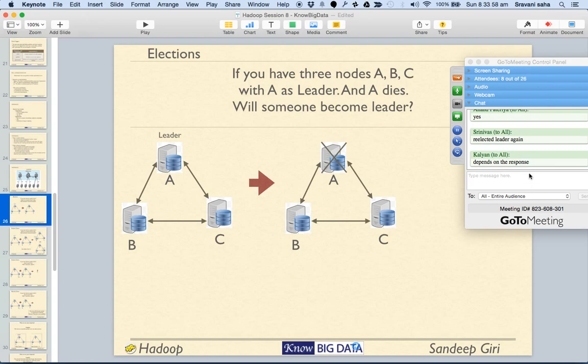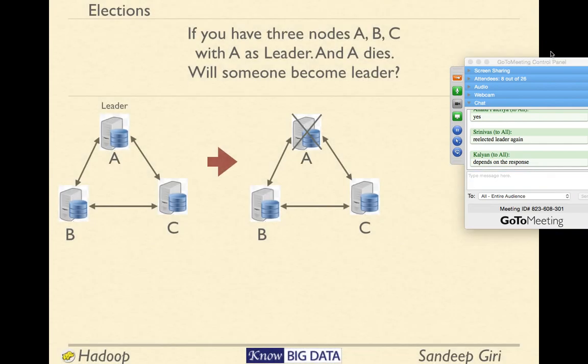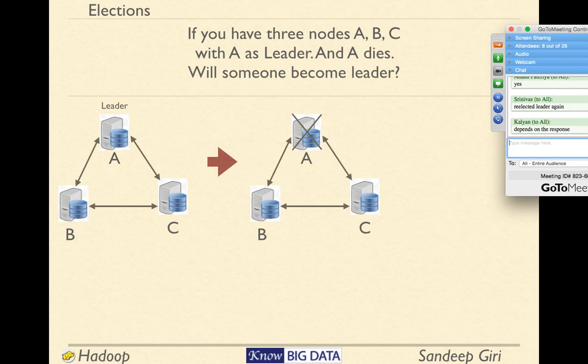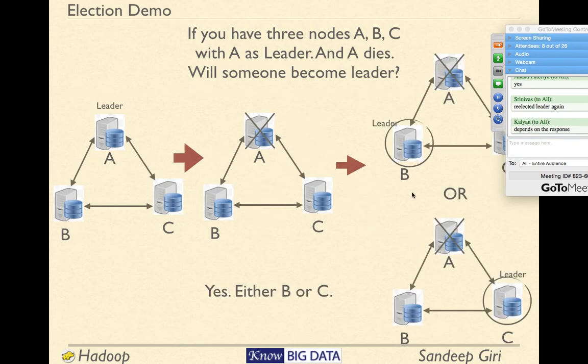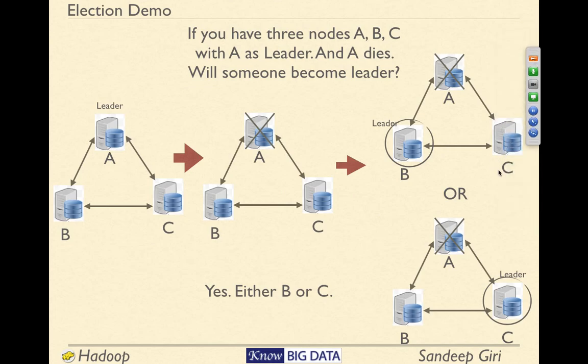Correct. It depends upon the response. Great. Now, all right. So it could be the scenario that either B or C would become the leader, right? B or C will become the leader if A shuts down. All right. Any doubt about it?